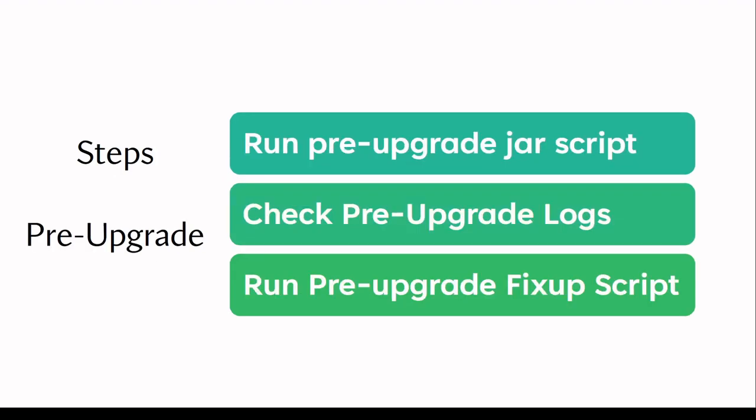Once all of this is done, we are ready to run the pre-upgrade jar script. It's a Java utility. Run that particular pre-upgrade jar script. It creates pre-upgrade and post-upgrade fix-up scripts, and it checks whether the database is ready for the upgrade, and whether there are any things that we need to consider before and after upgrading.